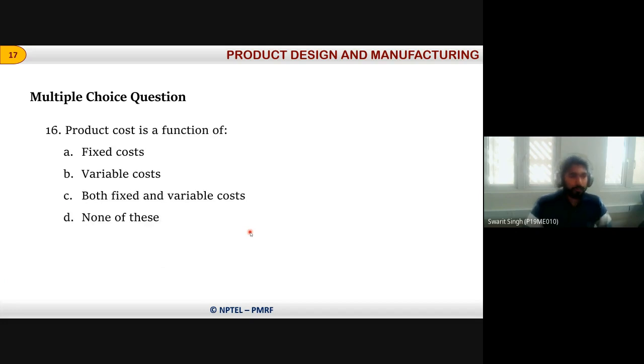Moving to the next question. Question number 16 is now on the screen. It says product cost is a function of. So what are the functions for product cost? When we launch a product, we define the cost of the product. So it depends upon what other costs.